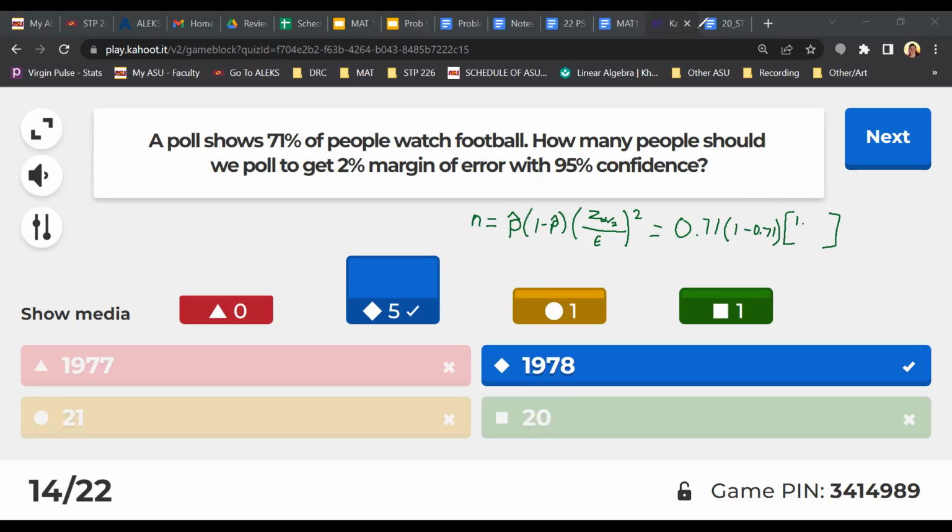1.96. Thank you. So make sure that you've got those z-scores ready to reference. Over our margin of error is 2%. And then don't forget to square it. So if you didn't square it, you probably got one of these two answers.